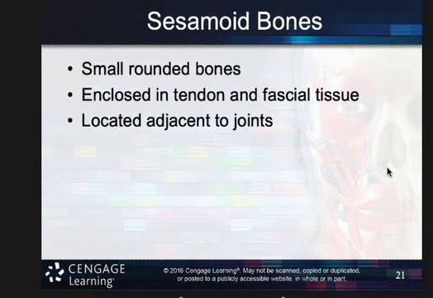Sesamoid bones are small rounded bones enclosed in a tendon and fascial tissue and located near joints. An example would be the kneecap or patella.